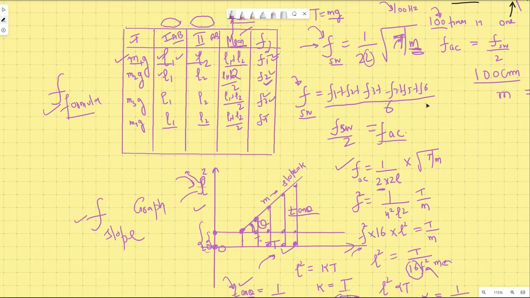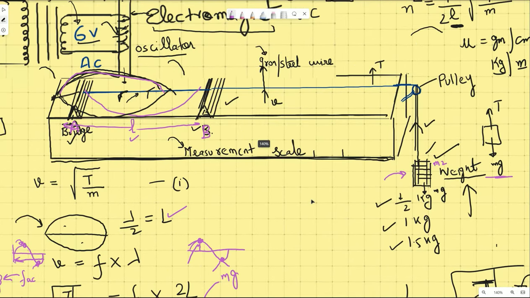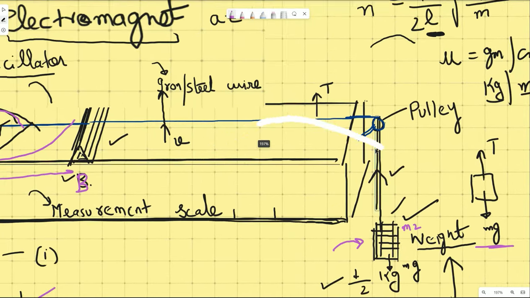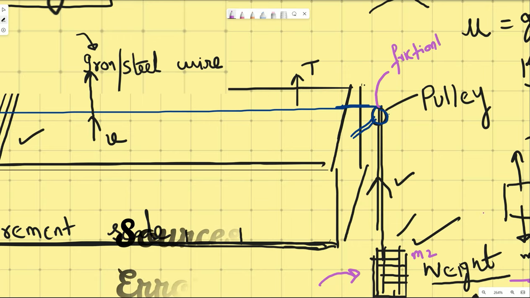So I hope this brings more clarity in your mind when it comes to doing the experiment. Now, let me tell you the problems which happen in the experiment. This is very important. Some of the problems that happen in the experiment is that this pulley should be a frictionless pulley. But sometimes this pulley is not frictionless but has some friction.